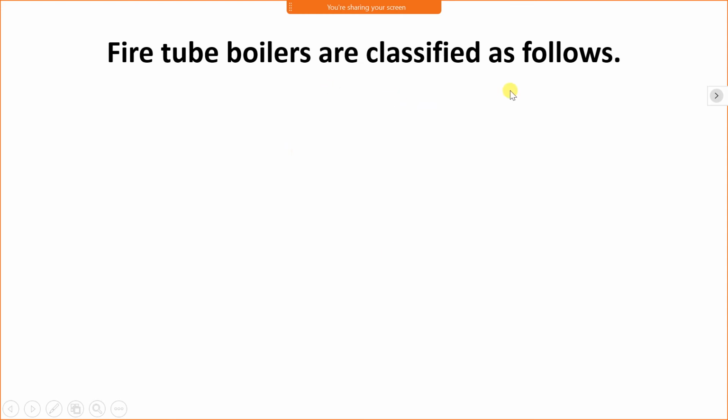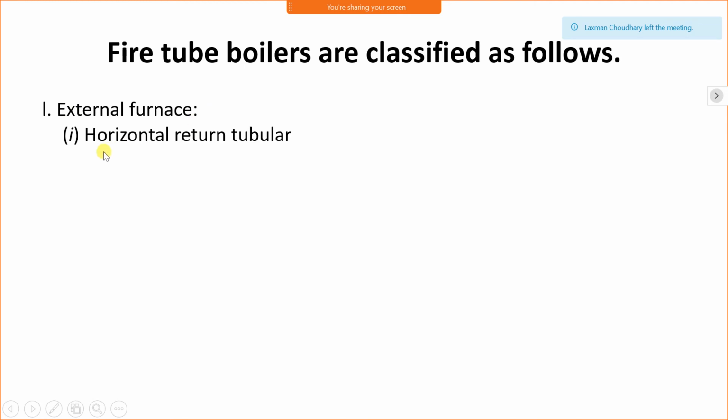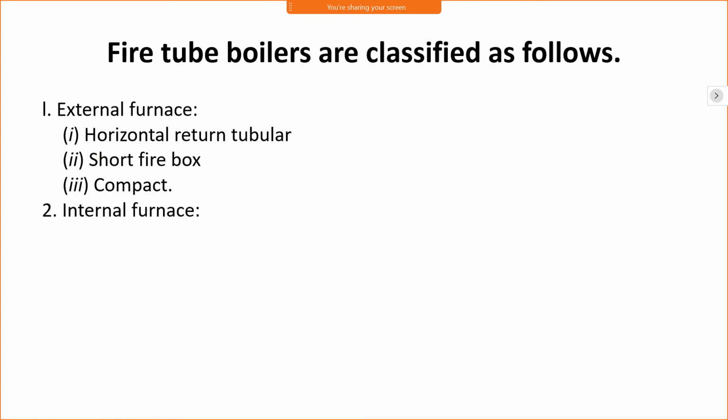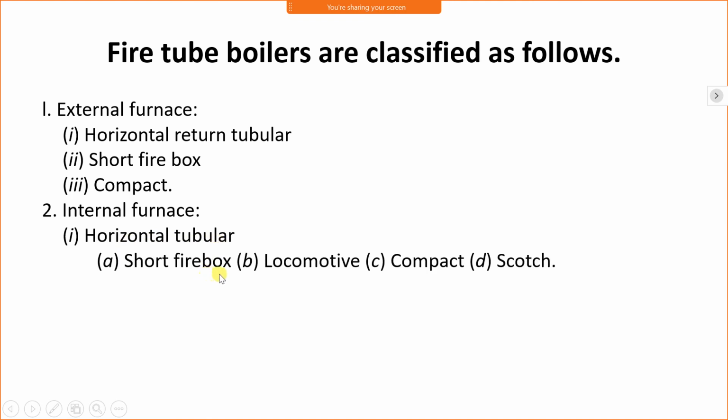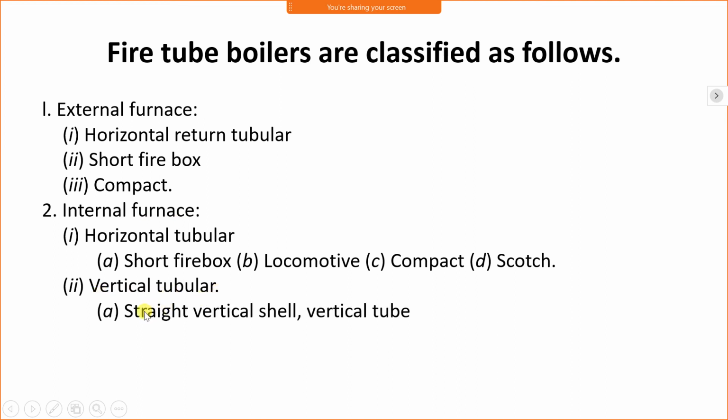Now, fire tube boilers. Fire tube boilers are classified as external furnace, further classified as horizontal return tubular, short fire box, compact. Second, internal furnace. Horizontal internal furnace is further classified as horizontal tubular, short fire box, locomotive, compact, Scotch. The vertical internal furnace is further classified as vertical tubular, and vertical tubular is further classified as straight vertical shell, vertical tube. Cochran is a boiler which is a vertical shell, horizontal tube boiler.